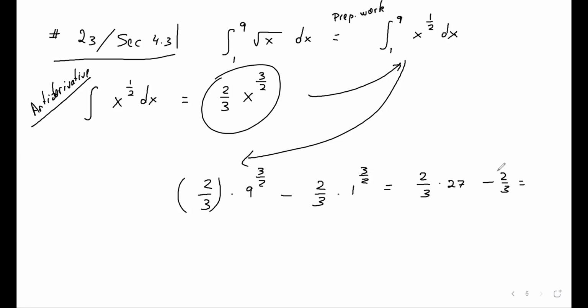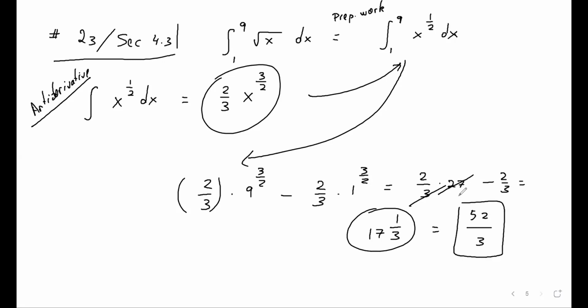So this is going to end up being 2 times 27 over 3. That cancels out a little bit here. So 18 minus 2/3. So it's going to be 17 and 1/3 if you want. Or if you want to put a fraction with just 3 in the denominator, 52 over 3. That's the final result. All right, so regardless, that's not so important.